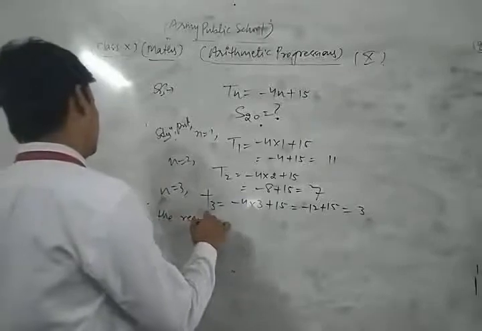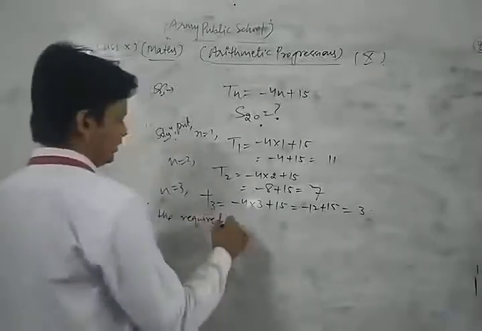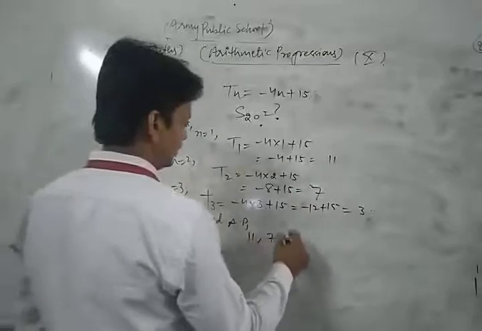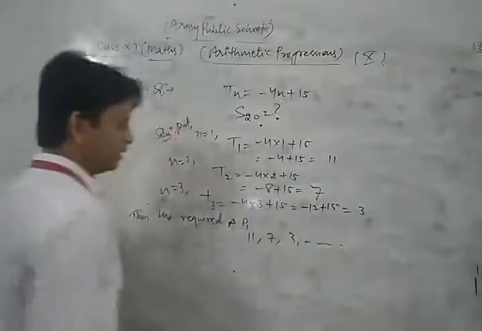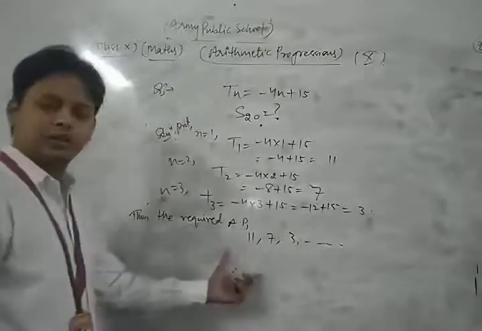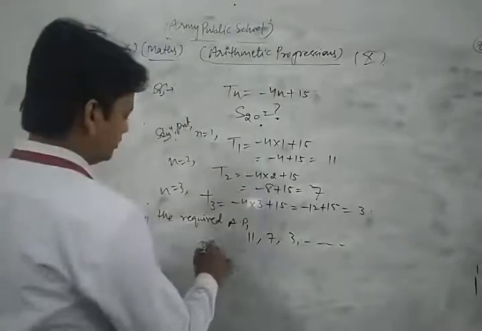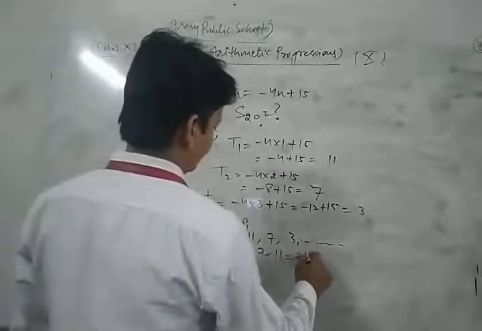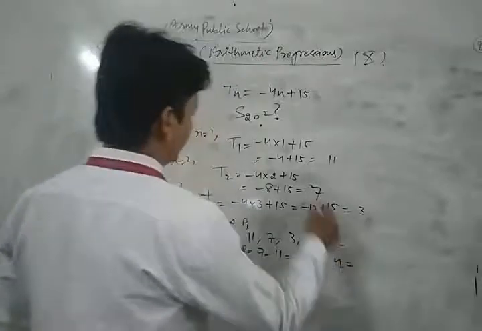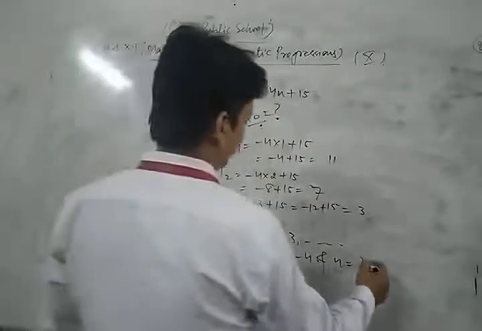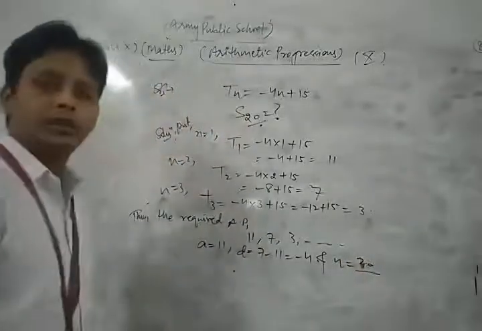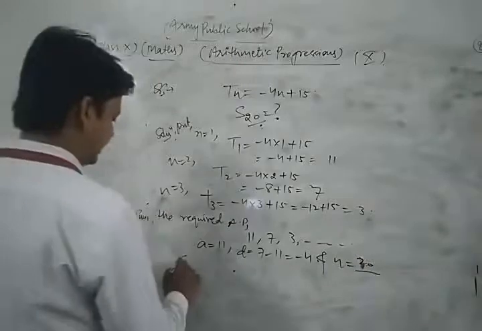Thus, the required AP is 11, 7, 3 and so on. Here the first term is 11, the common difference is 7 minus 11, which is minus 4, and n is 20, because we find the sum of 20 terms now.